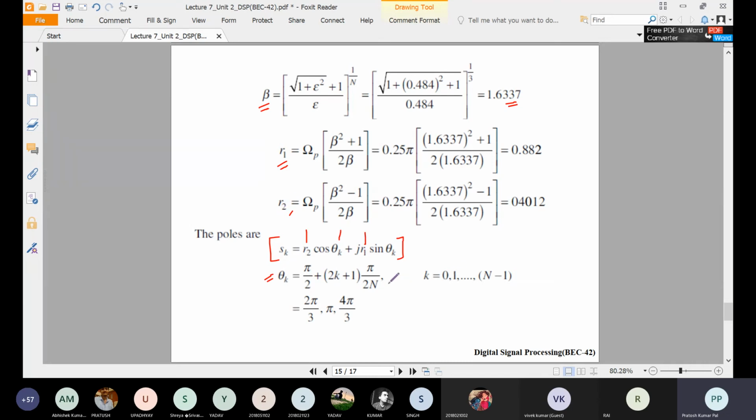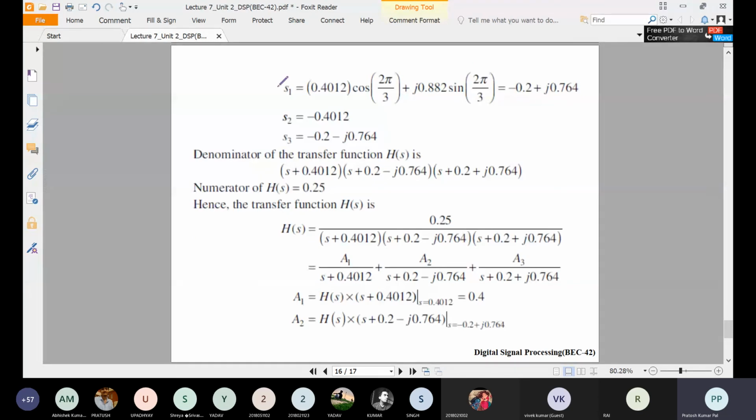With respect to 3, there will be 3 different theta values. By putting these theta values into the equation, we can get S1, S2 and S3, the 3 different pole locations. For S1, putting theta 1, that is 2 pi by 3, we get this value. This is the first location of the pole. Similarly, by putting the next two values, we get S2 and S3. We can always note that if two imaginary poles are there, they will always exist in conjugate form.